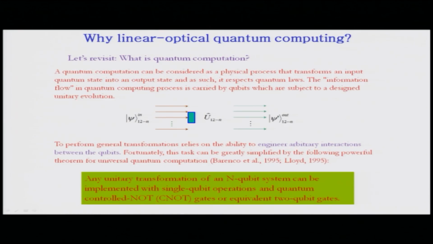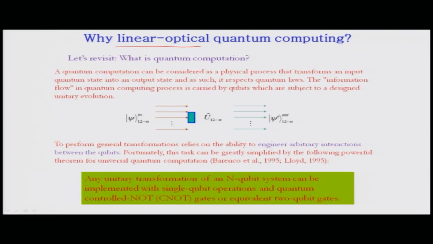So, revisiting this whole principle, we can understand why we would like to have this principle of optics coming into the picture of quantum computing, and that too linear, because that has the advantage where the information flow in the quantum computing process can be carried by the qubits, which are subject to designed unitary evolution, carried out in this particular case by optical approaches. Performing a general transformation relies on the ability to engineer arbitrary interactions between the qubits. This task has been greatly simplified by the universal quantum computation theorem of Lloyd and others, who have worked in this area.